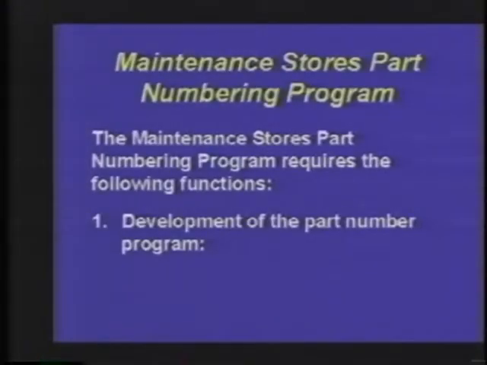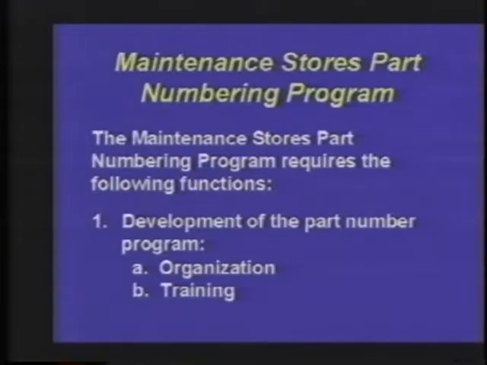The first step is to develop the part number program. And that has to do with the organization of the part number program, and that is the people that are going to support the program. And those would be representatives of every craft within the organization, plus the people that are in the storeroom, inventory, purchasing, and planning and scheduling, plus facilities engineering if you have that, and maintenance supervision. There's training required to train the people in terms of what the part number program is going to require in terms of their support.